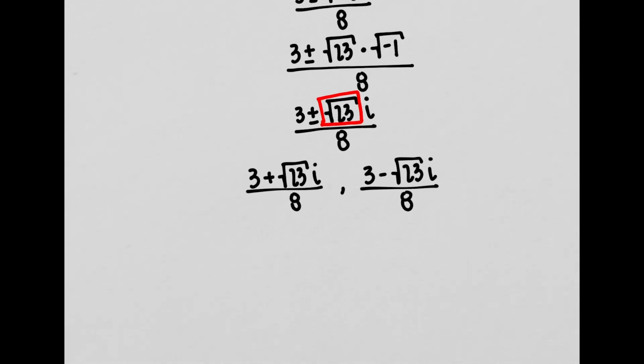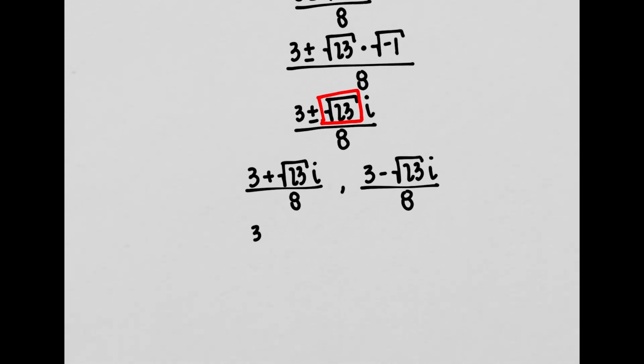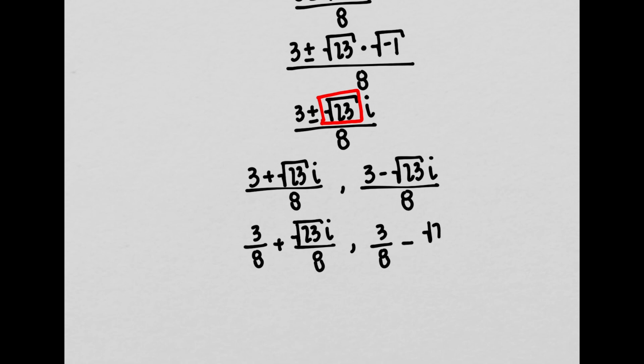And again, you split these into 2 again. So you have 3 over 8 plus the square root of 23i over 8. Your real and your imaginary, and same thing with the second one. 3 over 8 minus the square root of 23i over 8. So here would be your 2 answers for x, or whatever the variable is.